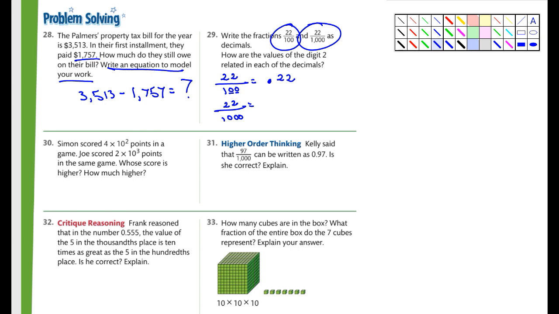Now 22 over 1,000, so how many places are we talking about again? So now we're talking about 3 places, 1, 2, 3, because we're going all the way to the thousandths place. So start with a 0. We only have 22 up here, so 2, 2. This is the tenths place, this is the hundredths place, and here's the thousandths place. Okay? What's the next part of the question here?